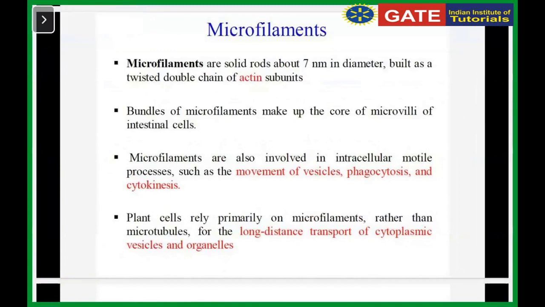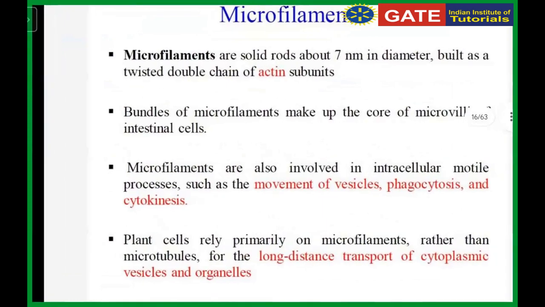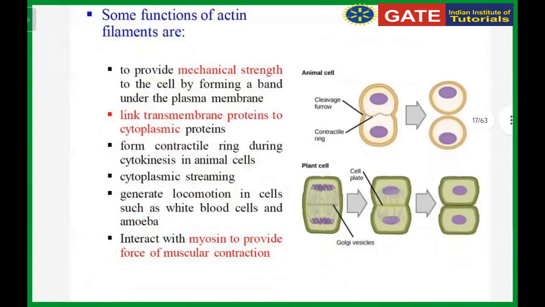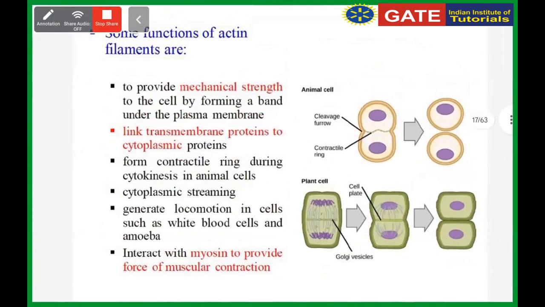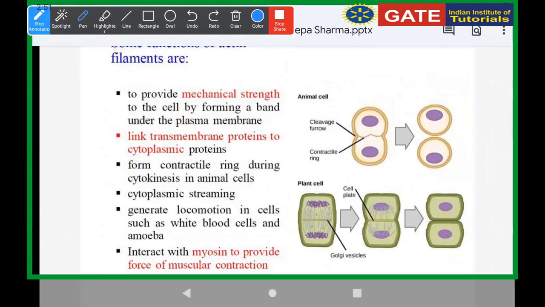But these are the general functions of microfilaments. Okay, so let's discuss the main functions of actin filaments. Actin filaments provide mechanical strength to the cell. Here there is a cell membrane, and next to the cell membrane there is a layer around it. This is the actin filament. This actin filament gives mechanical strength to the cells.